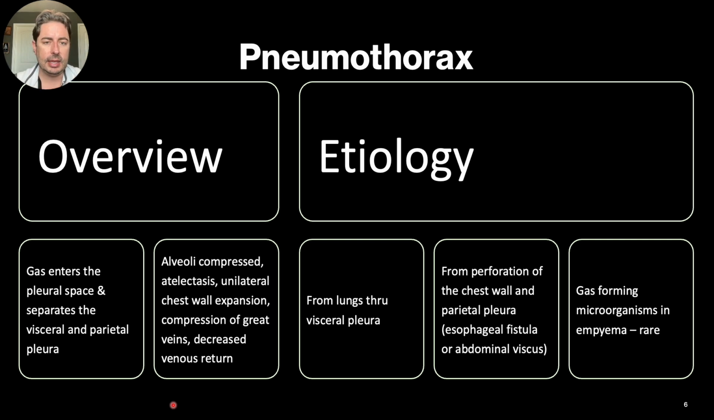If I start to get air in the pleural space, it's going to start to compress everything that is inside the visceral pleura. So the alveoli get compressed. That compression leads to atelectasis. You'll have unilateral chest expansion. That can lead to increased intrathoracic pressure that starts to squeeze on the mediastinum. In the mediastinum, we have the heart and we have the great vessels. All of those things are very, very important.